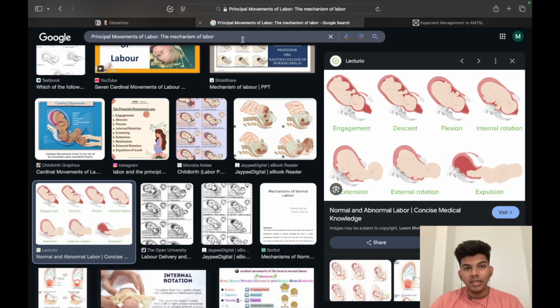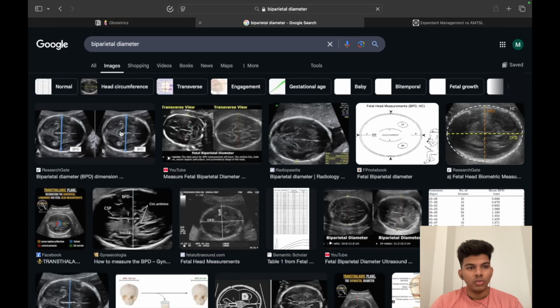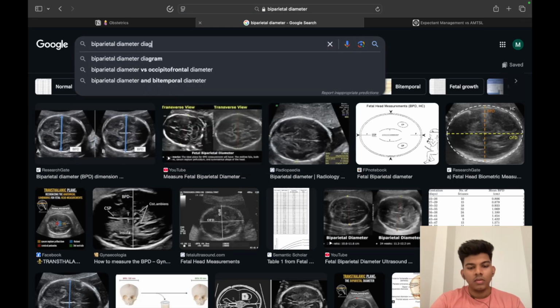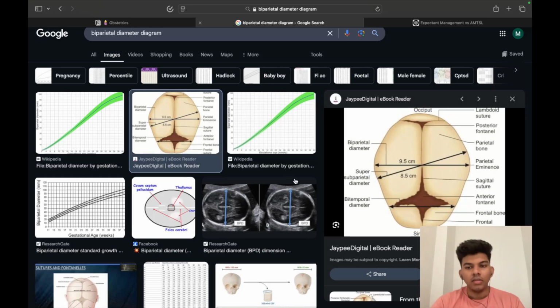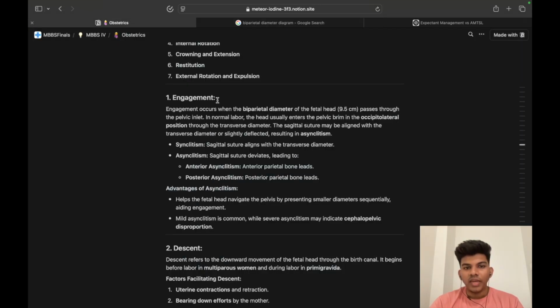Let's look at this image. Biparietal means between the two parietal eminences. This is the parietal eminence, occiput and sinciput, backward and forwards, and these are the lateral sides. So this is the biparietal diameter, which is 9.5 centimeters. Engagement occurs when the biparietal diameter of the fetal head passes through the pelvic inlet of the pelvis.